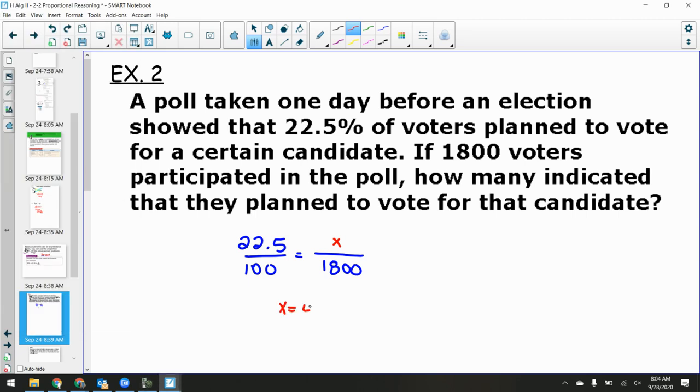405. X is 405. So again, remember, we created X, so put it back into context. How many indicated that they plan to vote for the candidate? 405 people. Well, that's like the bare minimum. Just label your answer, basically. If I really wanted to get particular, you'd say 405 people plan to vote for that candidate.